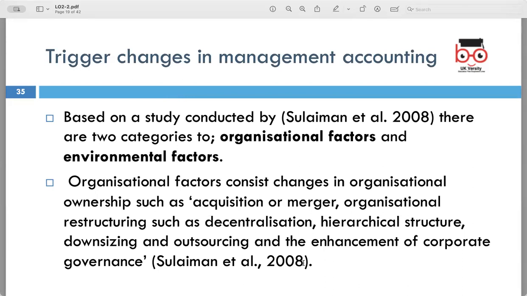So, according to Suleiman, 2008, organizational factors include, in order to improve corporate governance, restructuring strategies such as decentralization, hierarchical structure, downsizing, and outsourcing, which are necessary. Any questions so far, if anyone is there?